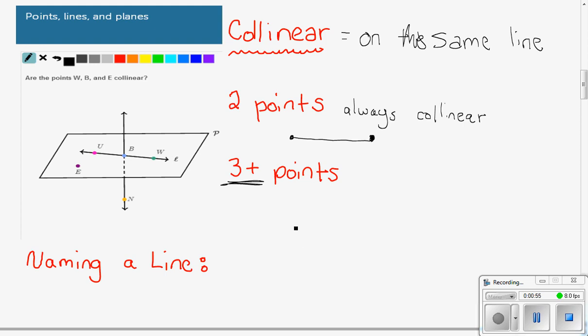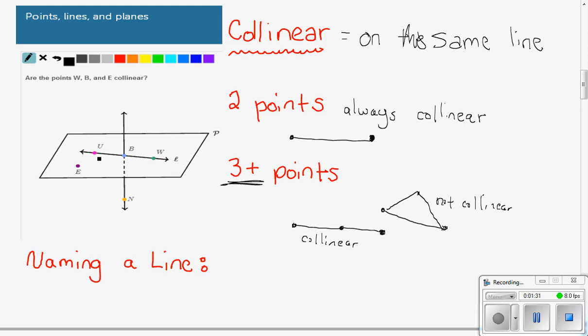So sometimes 3 points are in fact collinear. Sometimes we can draw a line, a straight line, that goes between all 3 points, and they would be collinear. Sometimes we cannot do that. So I can draw a line to connect these 2 points, I can draw a line to connect these 2, I can draw a line to connect these 2, but I cannot draw a single line that connects all 3. So these would not be collinear, and these would be collinear.